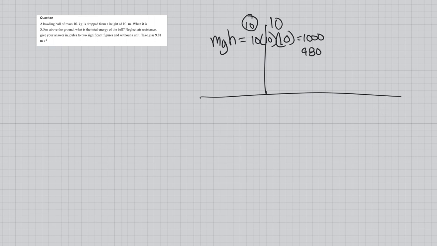And now as the ball falls, if the ball is now at only 5 meters, it has both potential energy and kinetic energy, but it can only have as much energy as it started with, right? We can't gain or lose energy. So the total energy it has is still what it started with, which is 1,000 or 980 joules. And it says here, take g as 9.81. So this would be 981.